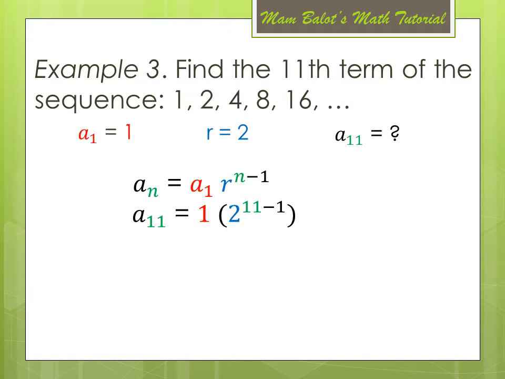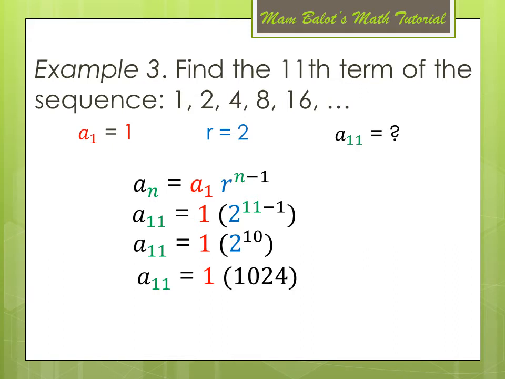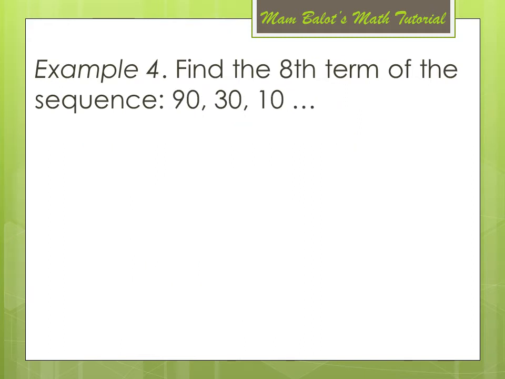So simplifying, we have 11 minus 1 is equal to 10. Then 2 to the 10 is equal to 1024. And 1 times 1024 is also 1024. So the 11th term of this sequence is 1024.